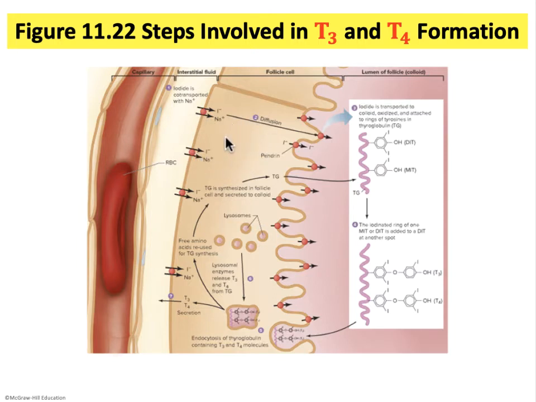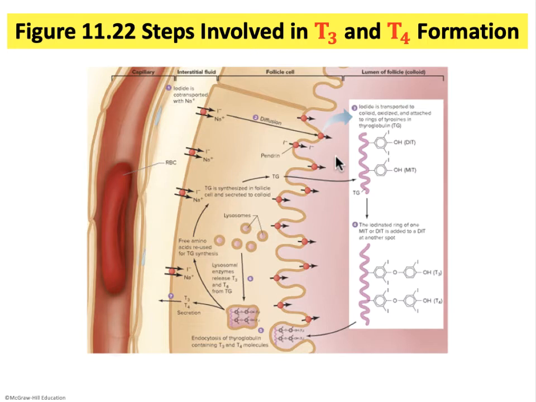Once the iodide is inside the cytosol, it then has to be moved across into the colloid fluid. And that's done by proteins that have names. They're called pendrins. These transporters use chloride rather than sodium, but they do move the iodide into this space. And once it enters the colloid, the iodide is converted to iodine through a very complex set of chemical reactions that we don't need to know about.